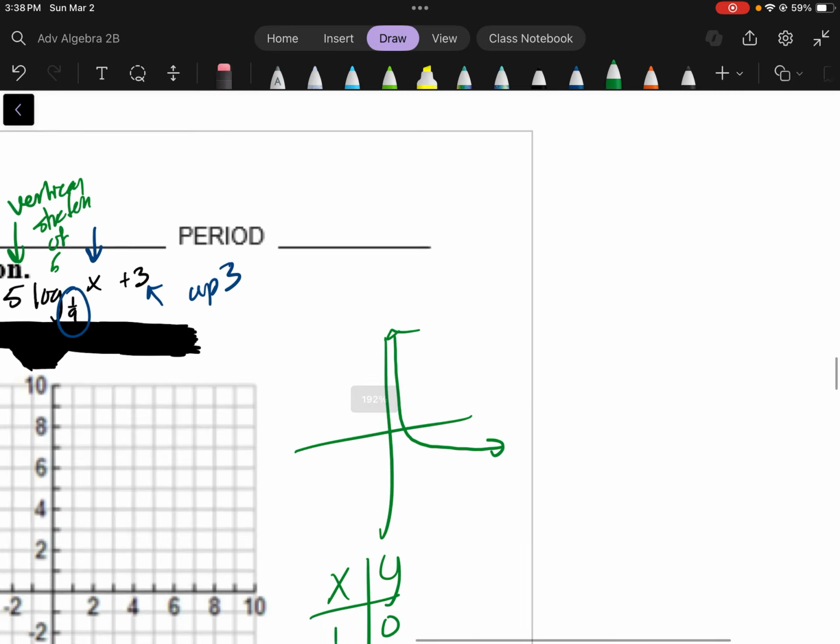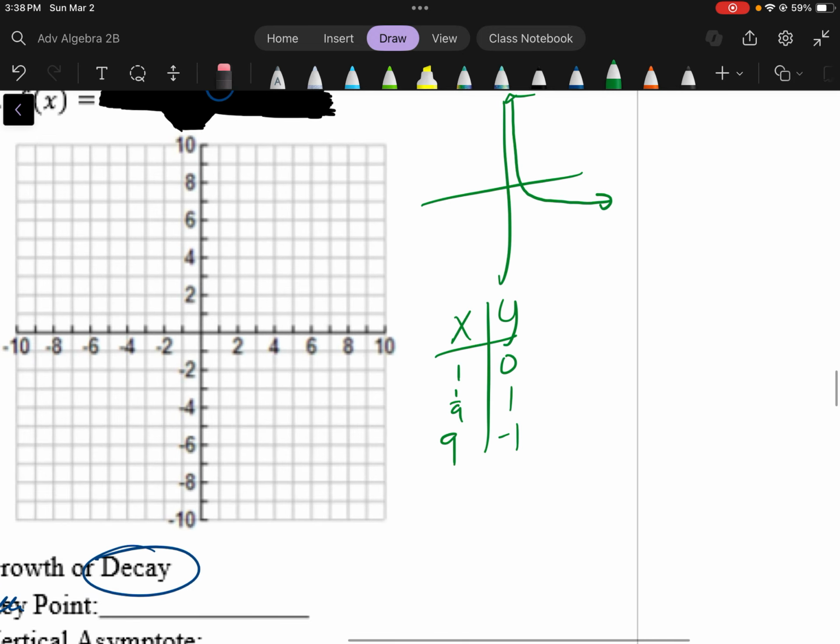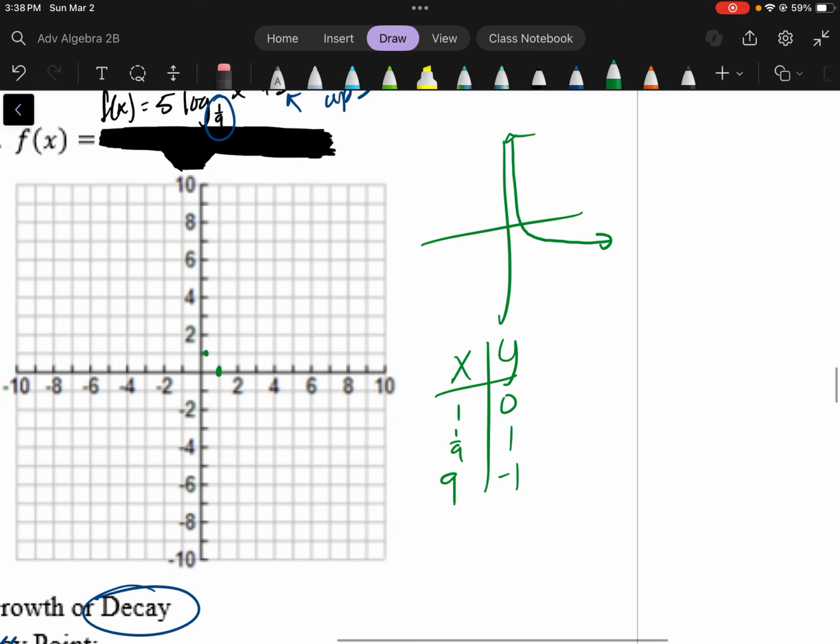Okay, and so when we go to graph that, we got (1, 0), and we have (1/9, 1). So that means I'm going to be really close to the y-axis here. And again, this is for the parent. And then we have (9, -1). And so we're really close to that x-axis or that y-axis. We're going down, we're going down. We're going to hit our points, and then we're going to flatten out just like that.